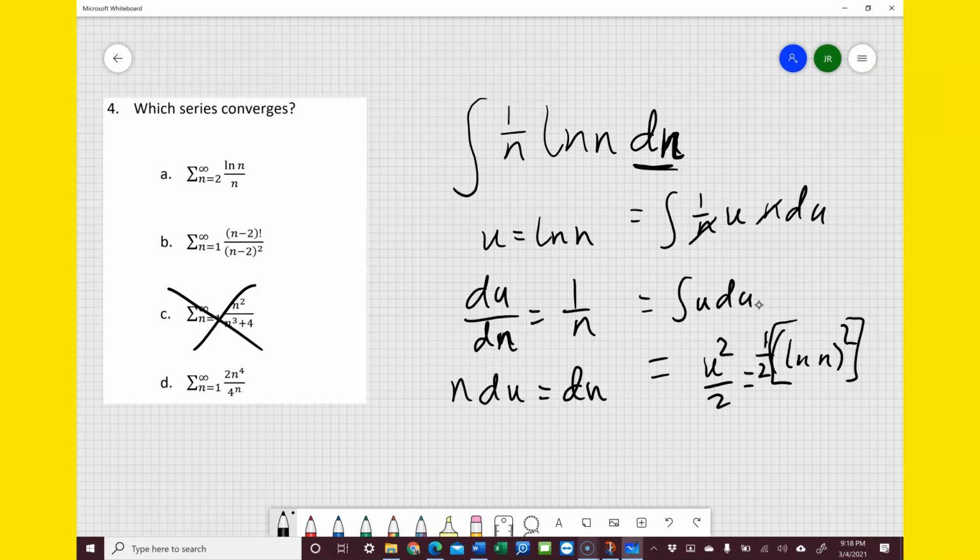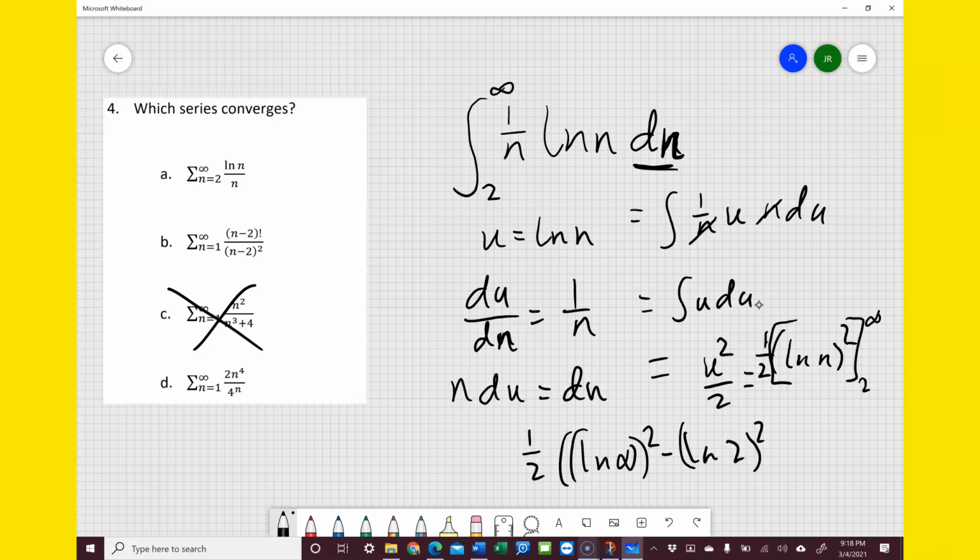And I'm integrating that from 2 to infinity because of the limits given here in part A. So let me substitute those numbers in. So it's 1/2 times ln of infinity squared minus ln of 2 squared. But what is ln of infinity?